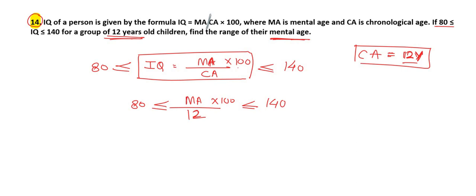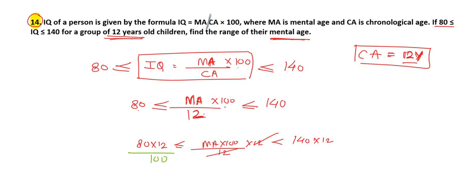So we need MA. So what should I do? I should get rid of 12 somehow and 100. We don't want it. So can I multiply by 12 everywhere? 12, 12, 12. Okay. Let me do it. So 80 into 12 less than or equal to MA into 100 by 12 into 12 less than 140 into 12. So here 12 will cancel. Okay. Now we don't want this 100 also. So I can divide by 100 each term, correct?